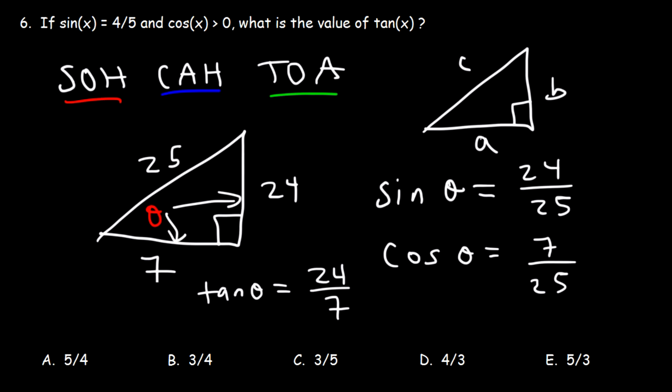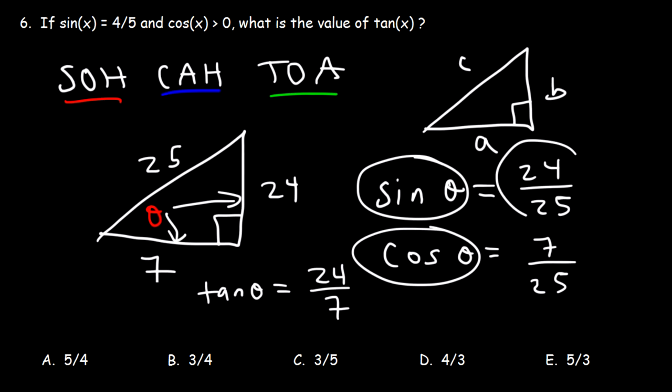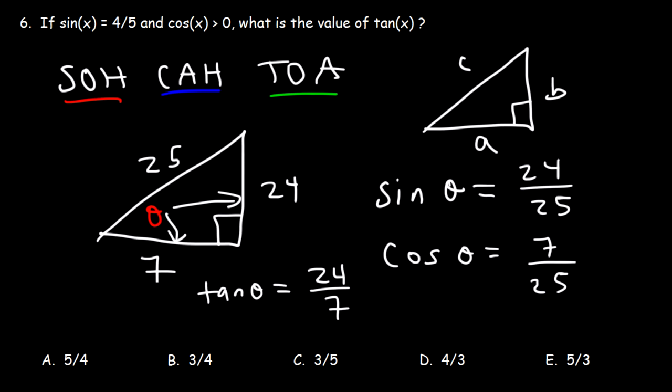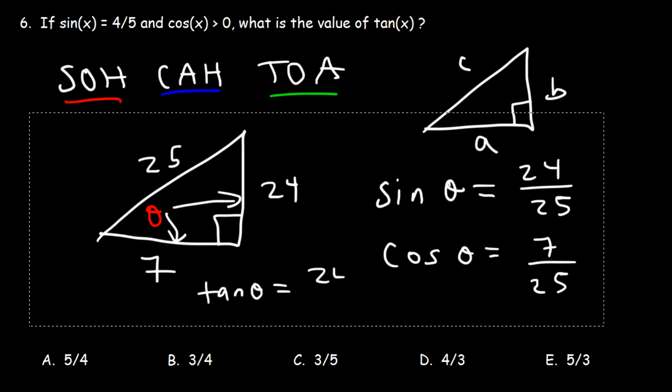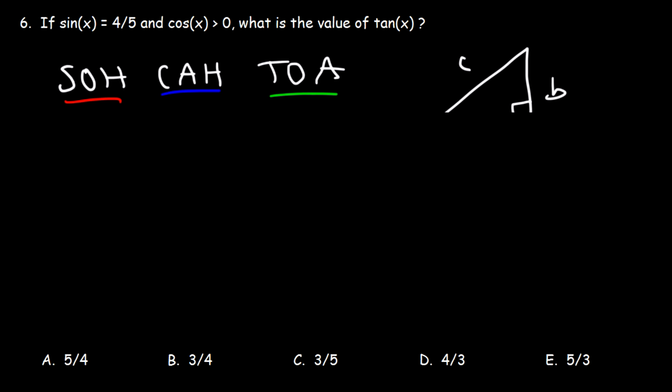Now, tangent theta is also sine theta divided by cosine theta. So if you were to take 24 over 25 and divide it by 7 over 25, you would still get 24 over 7, because the 25s will cancel. So now you know how to evaluate sine, cosine, and tangent with the use of a right triangle.